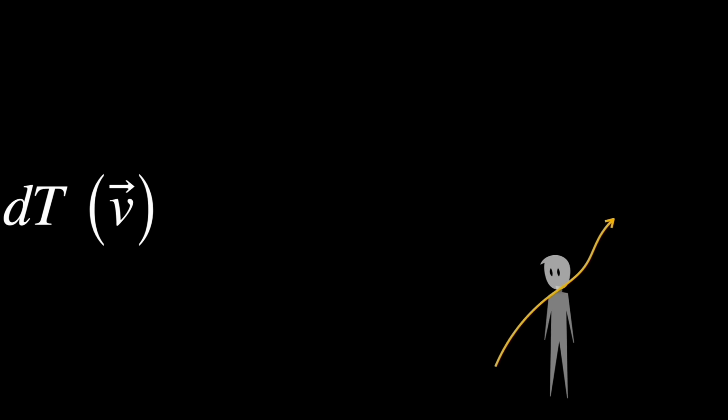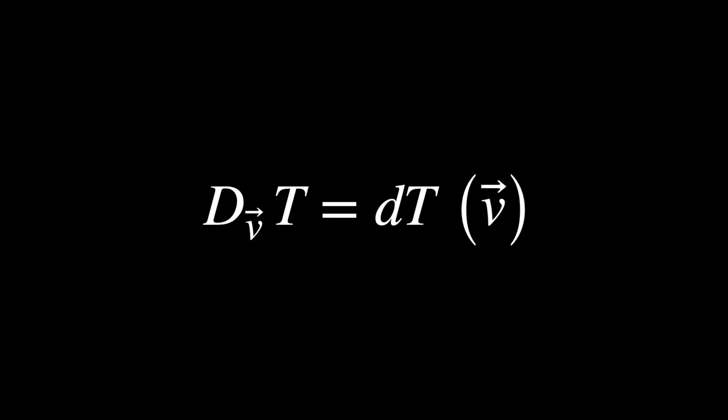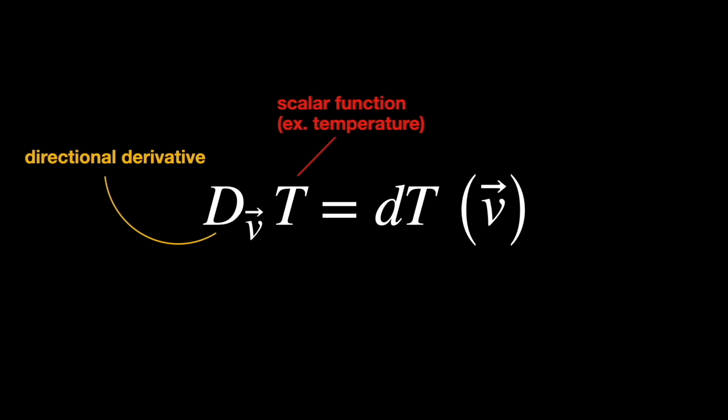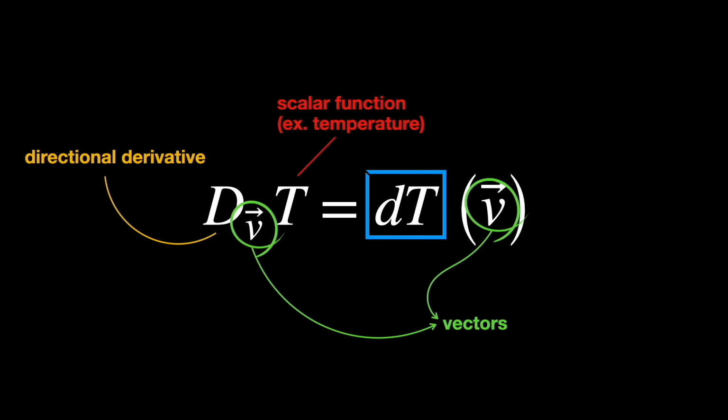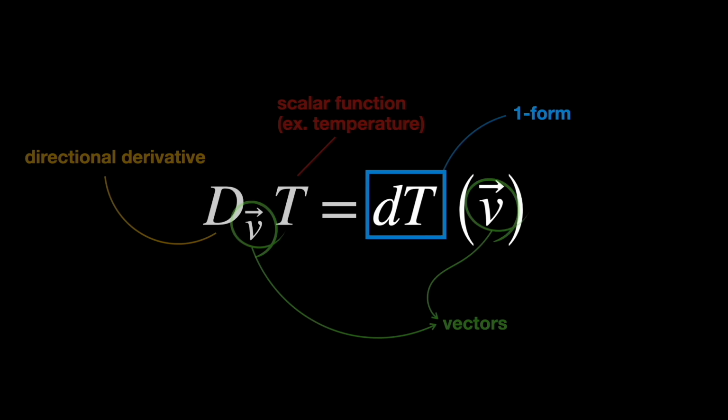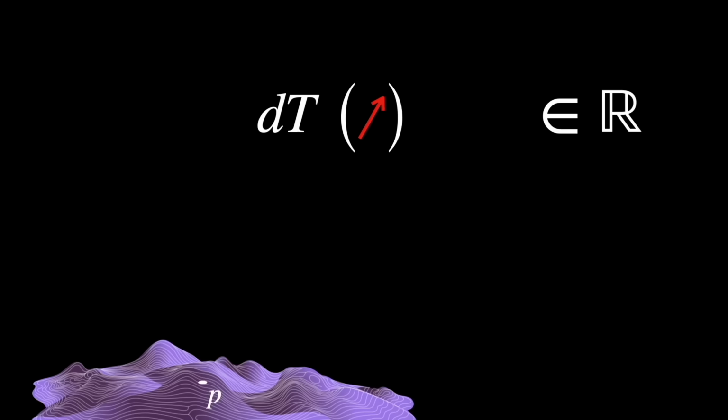A directional derivative is often expressed this way. It reads as, the rate at which the scalar function t changes as you move in the direction of v is given by feeding the vector v into the one-form dt. Okay, but what is a one-form? A one-form is a mathematical object that eats a vector, so a direction, and returns a real number.